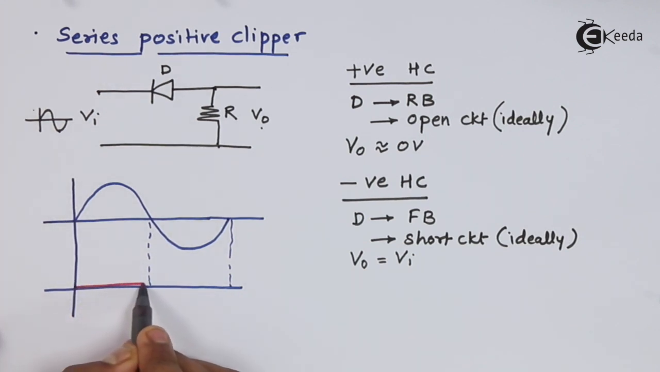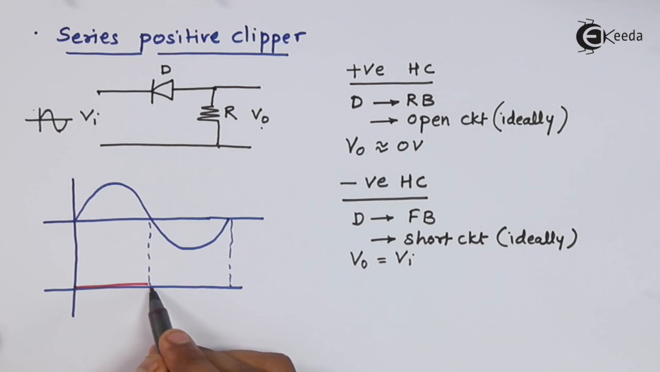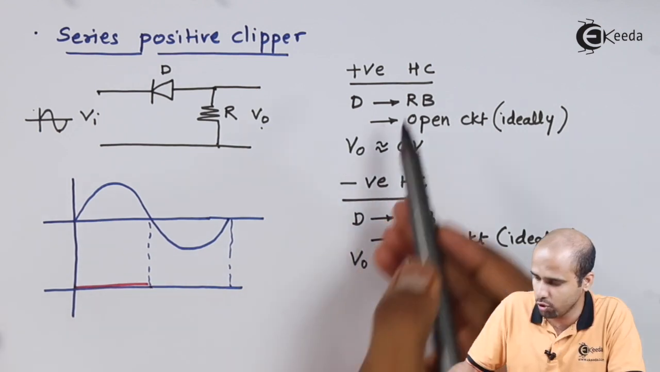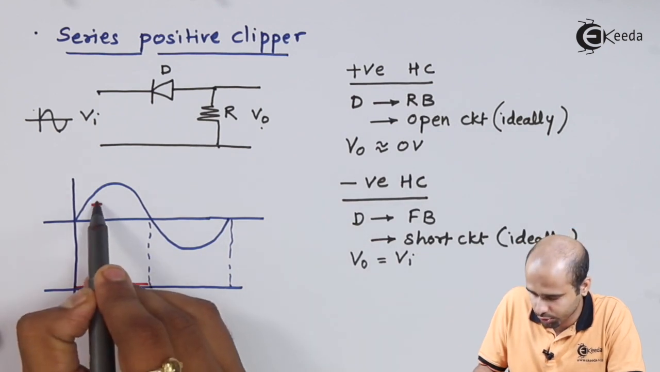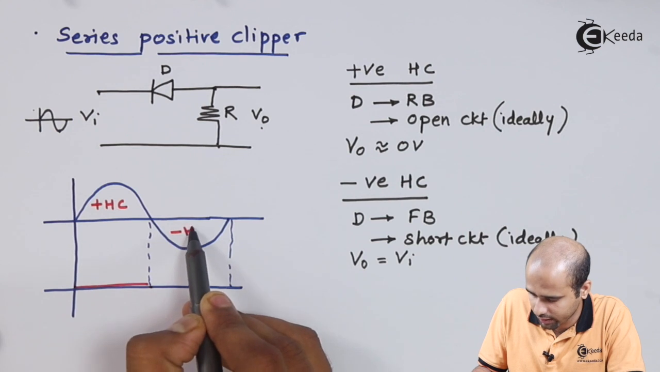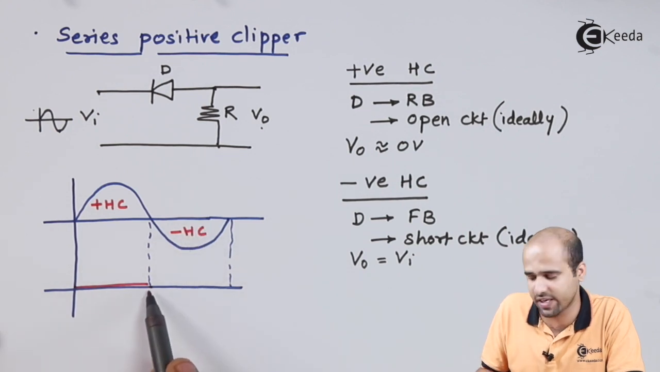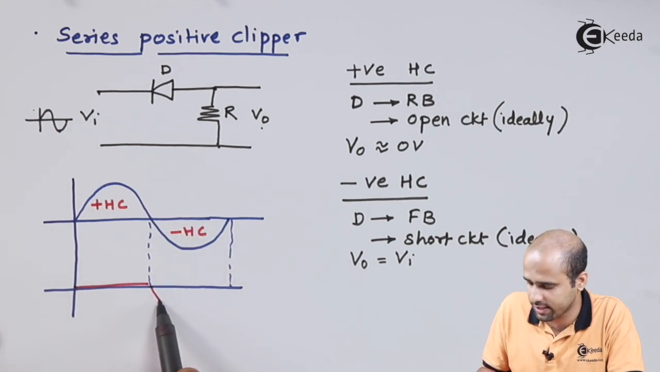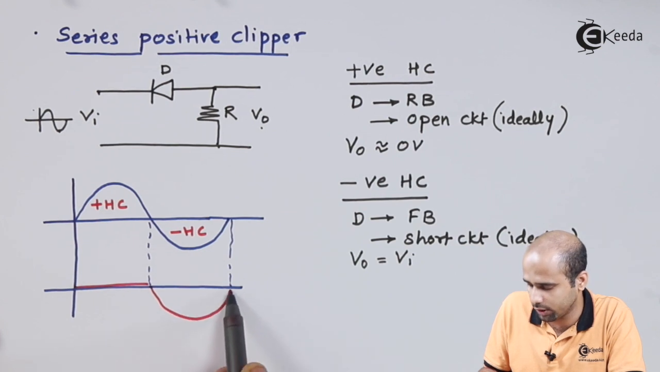Here I will draw with the red color. Output will be 0, nearly equal to 0 for positive half cycle. So this is your positive half cycle, this is your negative half cycle, and for negative half cycle this VO should be exactly equal to V in.